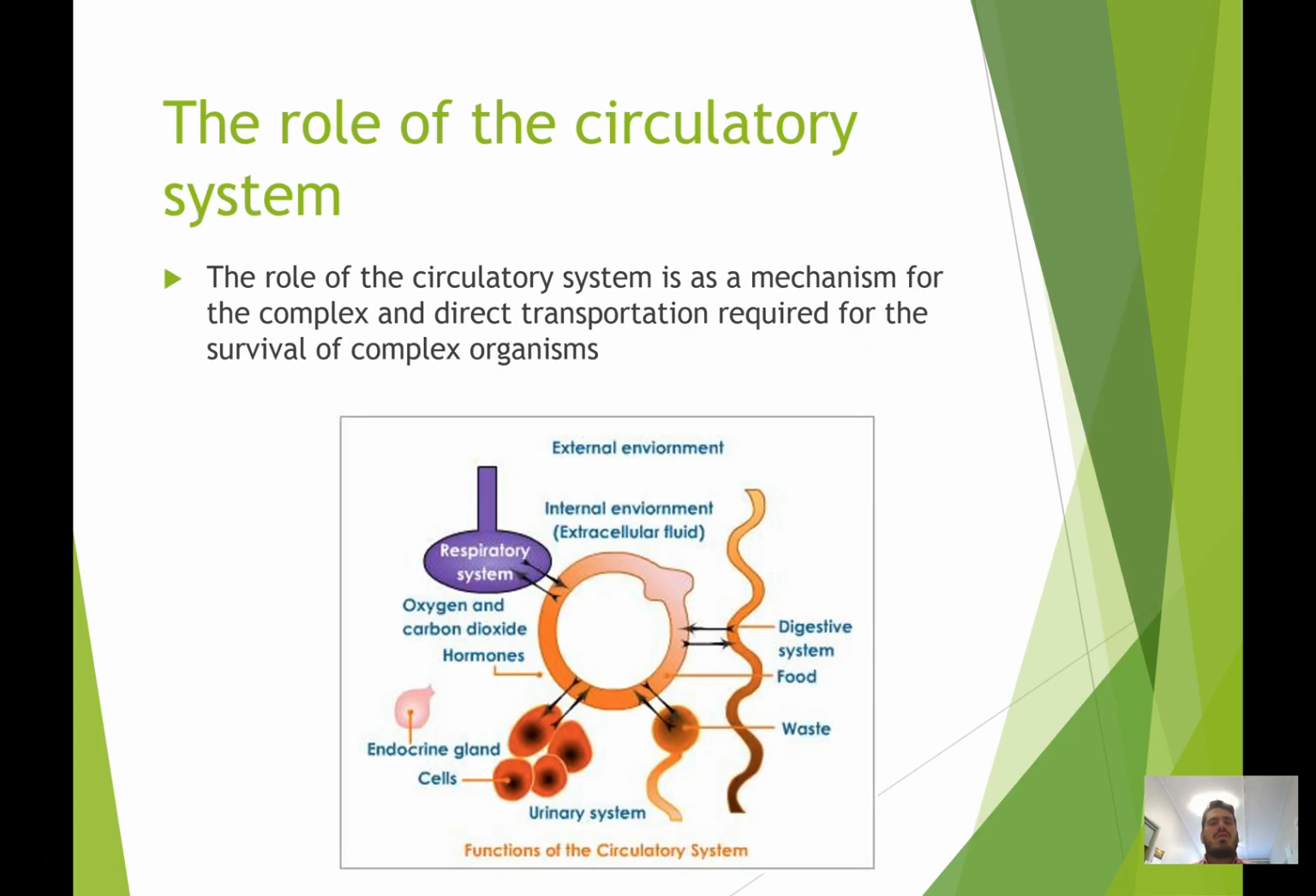So let's look at some of these roles of the circulatory system. So it's a mechanism really of transport, okay, and it's quite complex and it's quite either direct or indirect sometimes, all right, but it's certainly essential for survival of any complex organism, okay. So we usually think of the circulatory system in terms of transporting oxygen and carbon dioxide. And yes, for sure, it receives oxygen from the respiratory system and it brings carbon dioxide to the respiratory system. And it's a very important role.